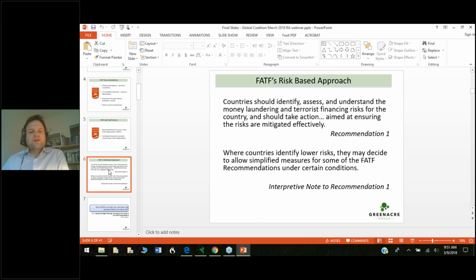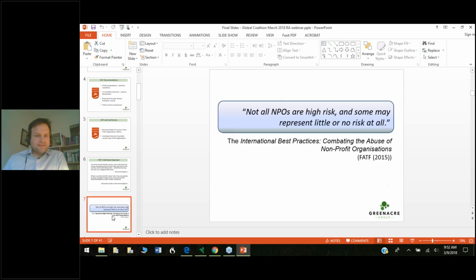Let me just speak briefly about, in general, how FATF approaches its work. It takes what it's called a risk-based approach, or RBA. And here you'll see the very first thing that FATF says in terms of its recommendation is that countries should identify, assess, and understand their risks and take action aimed at ensuring they're mitigated effectively. So that's the fundamental basis of everything that FATF does. But it's also worth noting a point that's made in the accompanying note to recommendation 1, which says that where countries identify a lower risk in a particular area, it may be appropriate for them to take simplified actions or simplified measures. So how does this affect civil society in practice?